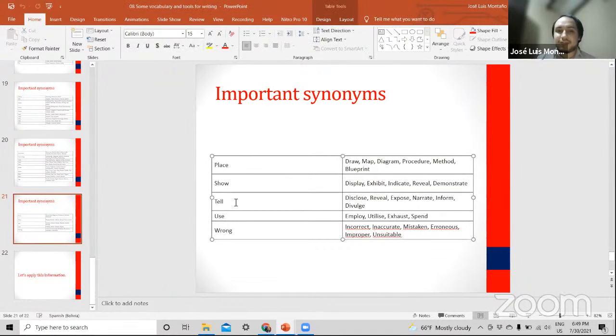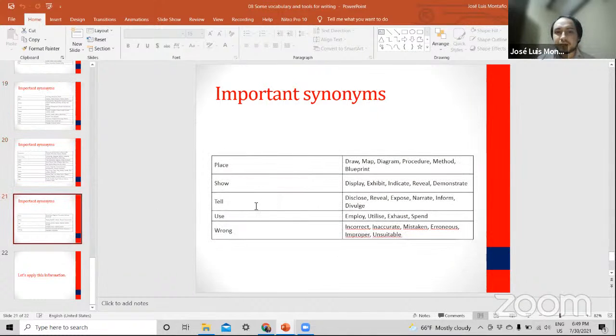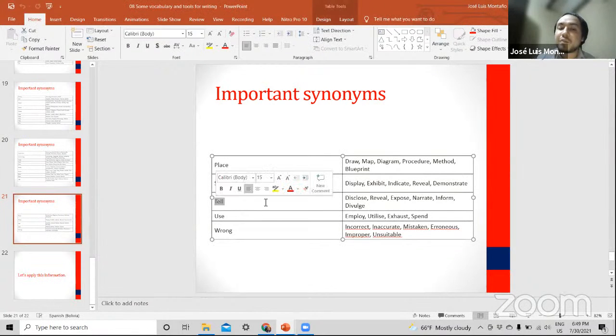Here, of course, tell, right? We have say over here. It's weird that we don't have say, but again, instead of using say, we use tell even more in essays. So tell is going to be disclose, reveal, expose, right? Narrate, inform, and divulge. And use is going to be employ, right? Utilize, exhaust, and spend.